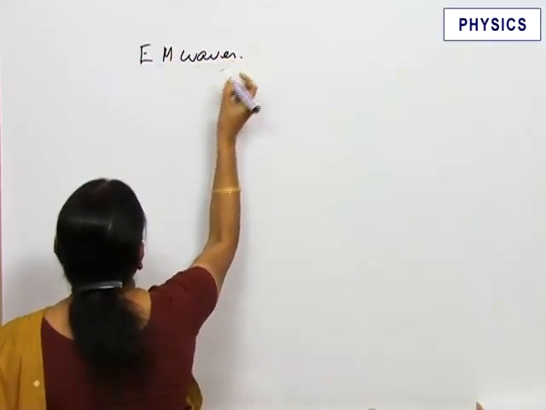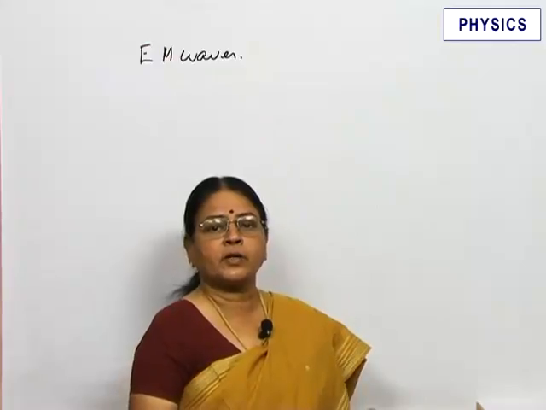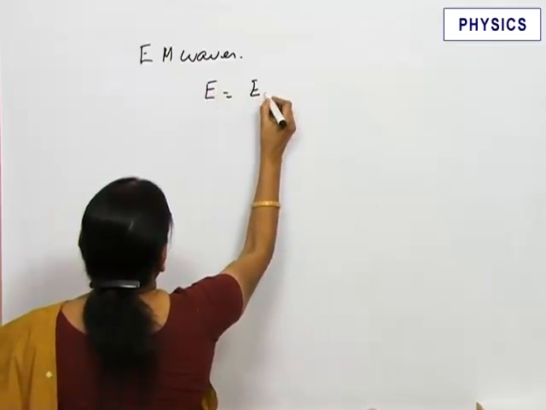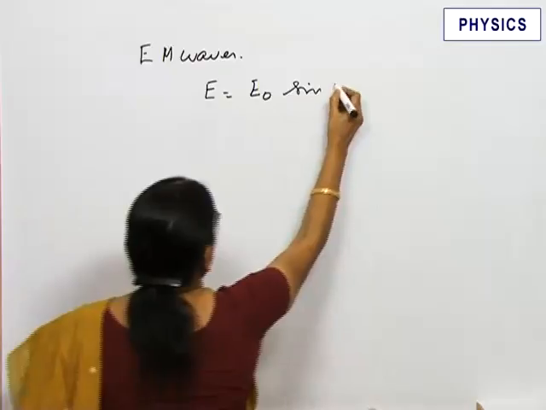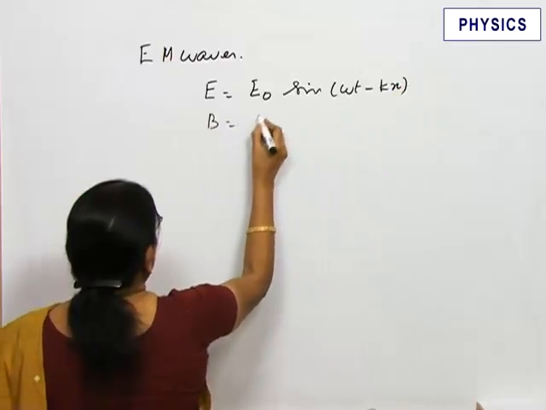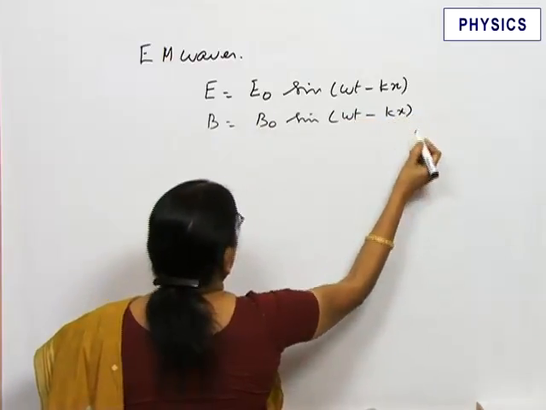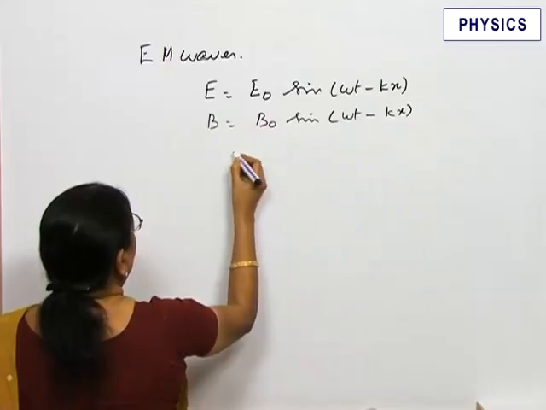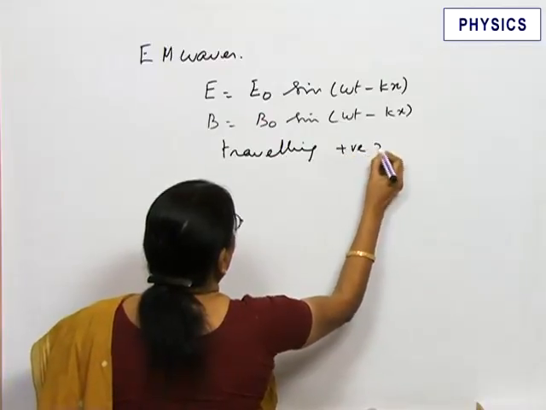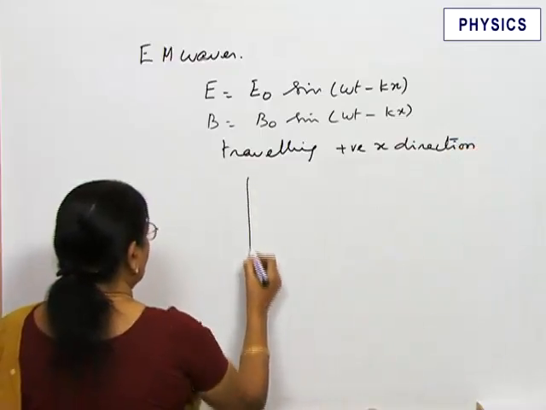In an EM wave, there is a vibrating magnetic field and a vibrating electric field perpendicular to each other. The electric and magnetic vectors are represented by E equals E naught sin(omega t minus kx) for propagation along the x-axis, and B equals B naught sin(omega t minus kx). This represents an EM wave traveling along the positive x direction.